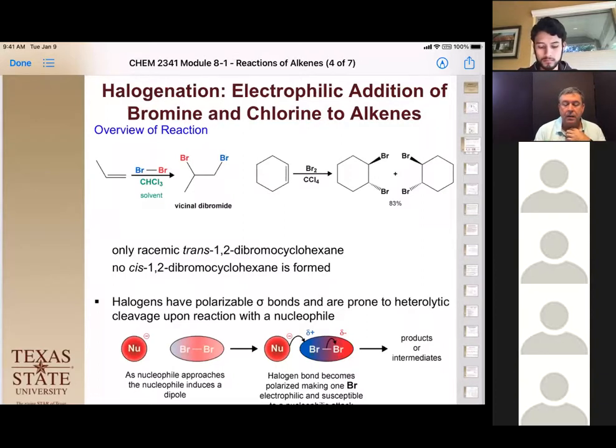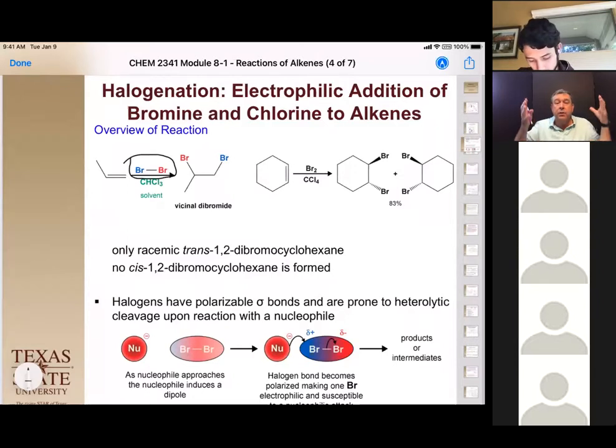Okay. So the general reaction is we take our halogen in this case, and remember that's a non-polar bond, but it's polarizable because those are big fluffy atoms. Okay. And we take a solvent. The solvent has to be one that cannot be halogenated. So you're going to see things like chloroform, carbon tetrachloride, methylene chloride, and acetic acid. Those are going to be the common ones used in this system.